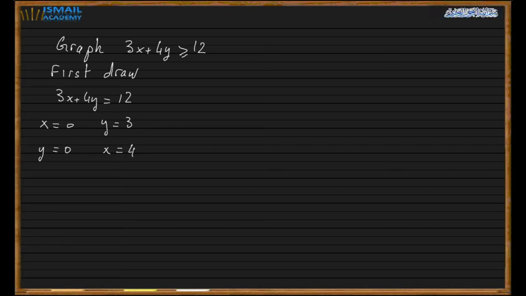So now what I do, I draw my x-axis and my y-axis. My y-axis is here, my x-axis is here. I'm going to locate where is my y. 1, 2, 3. So this is my y-intercept. My x-intercept will be 1, 2, 3, 4. Now this is greater than or equal, so I'm going to draw a solid line. So I will extend my line here.